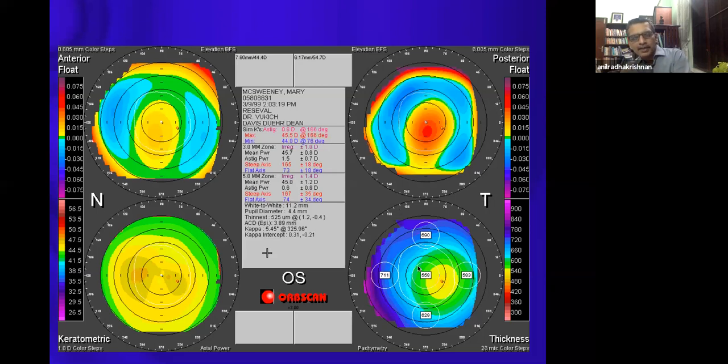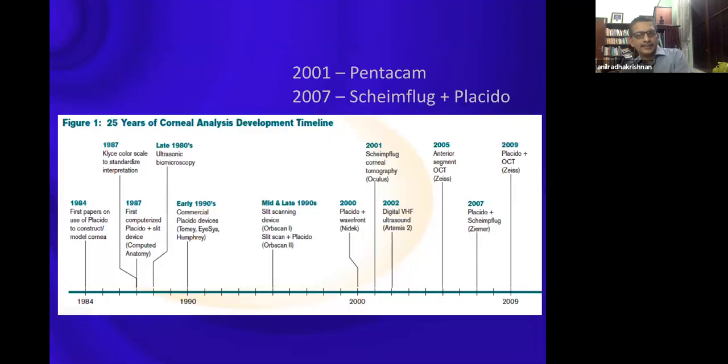So pachymetry can be really abnormal if the posterior float is abnormally measured. Okay, so for example, after LASIK or refractive surgery, quite often there are errors in the measurement of the posterior float, then this pachymetry map cannot be relied upon in devices like OPSCan. So then came Pentacam in 2001. That gave a really new dimension to the imaging system, and now that has become standard for any refractive surgery.